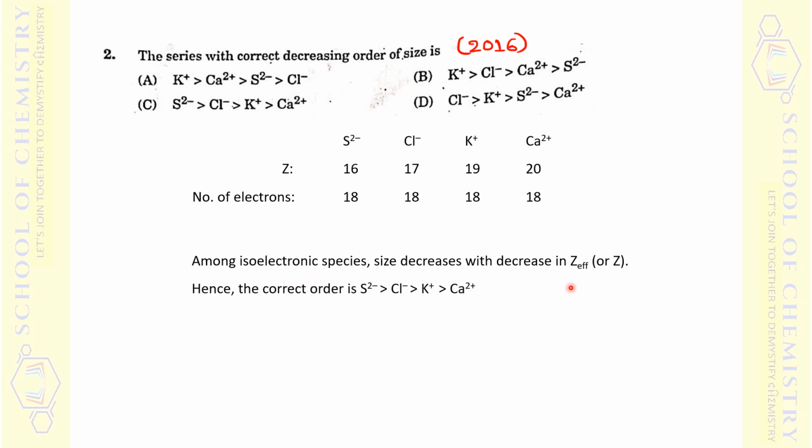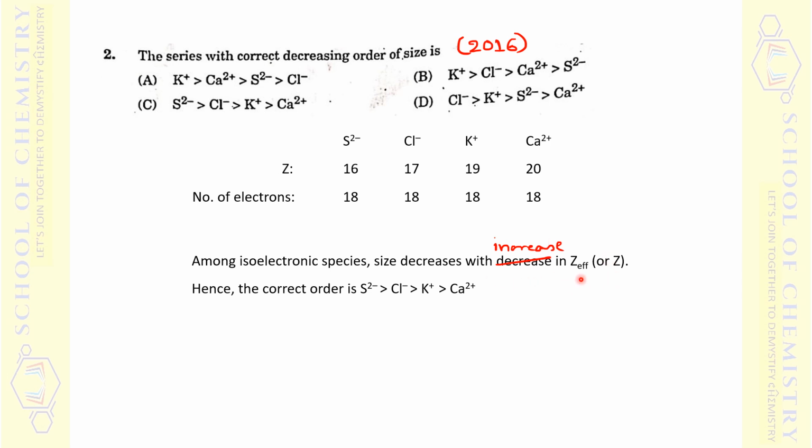So now among the isoelectronic species, directly it can be said that size decreases with increase in Z effective. So based on Z effective we can give this order. So here it will be a very large size due to less Z effective, and here it will be, okay, there is a small correction here. Among the isoelectronic species, size decreases with increase in Z effective.